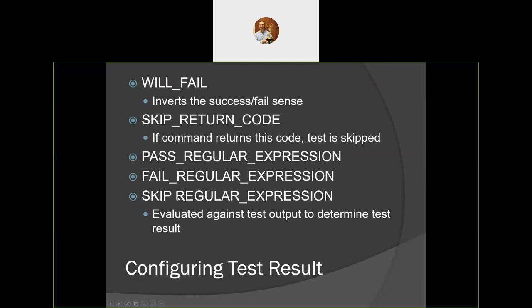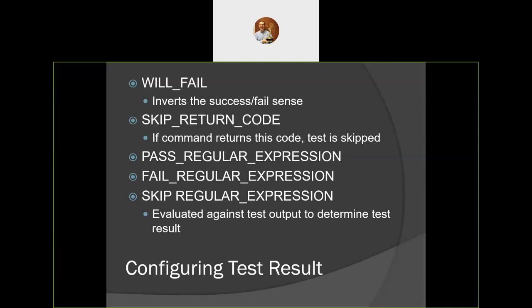The other option is you can output some text and set the skip regular expression. I'm missing an underscore here, but the property is SKIP_REGULAR_EXPRESSION. And if that regular expression matches the test output, CTest will skip the test. Those are the two ways that you can do it.